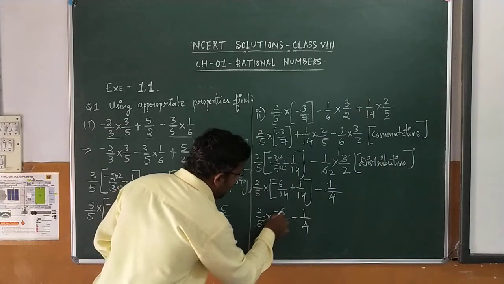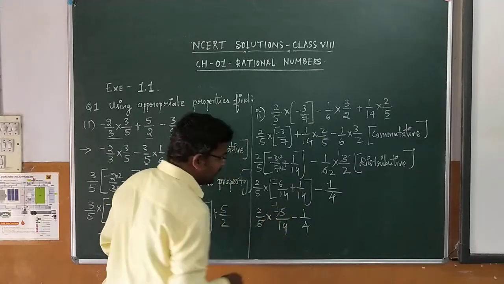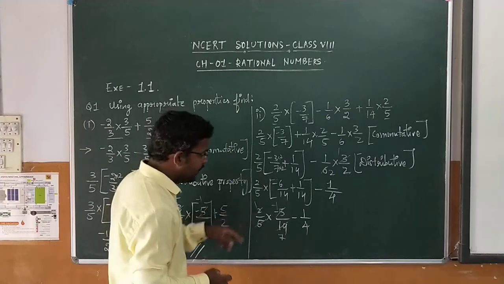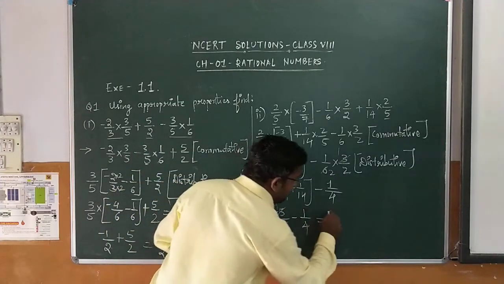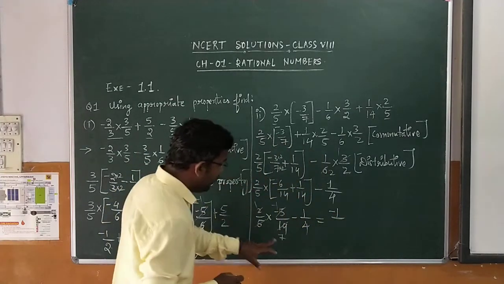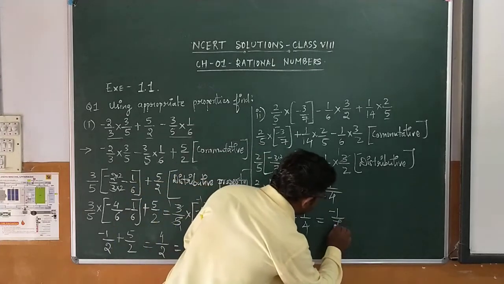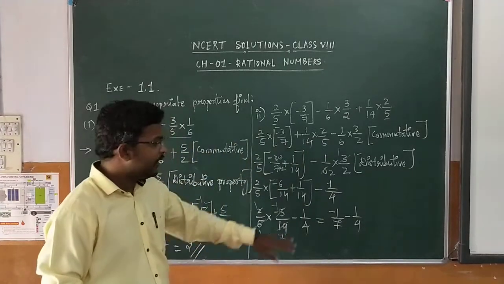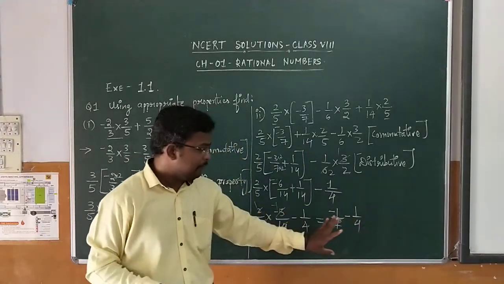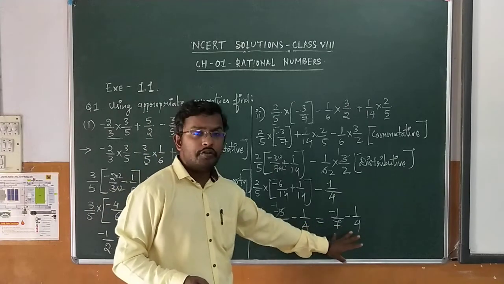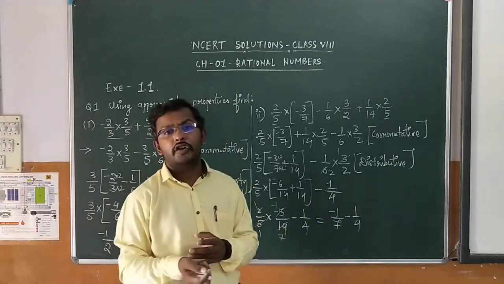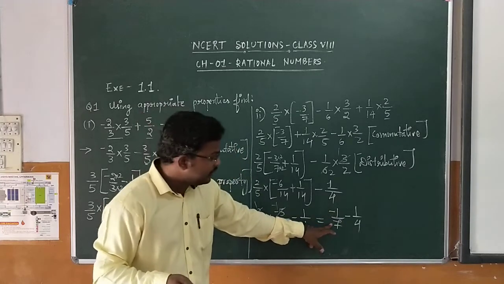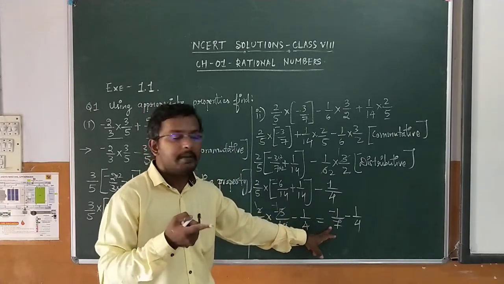So 5 and 5 will get cancelled. 2 ones are 2, 7 twos are 14. Okay, so now what do you have? 1 into minus 1 is nothing but minus 1, and here 1 into 7 you will get 7, minus 1 by 4. Now again you have to make the denominator same for simplifying. The LCM of 7 and 4 is 28. So in order to make this denominator 28, we have to multiply by 4.